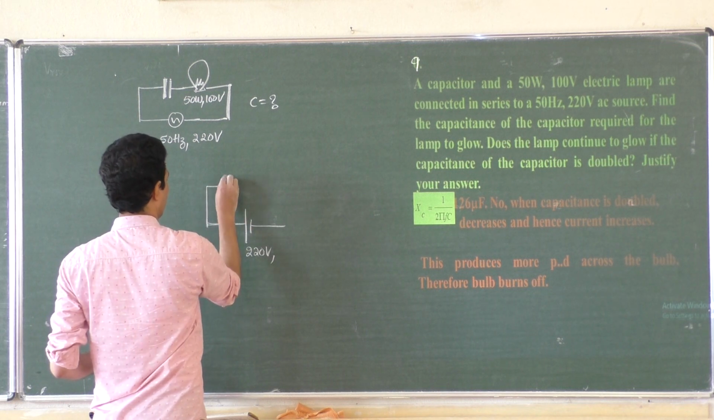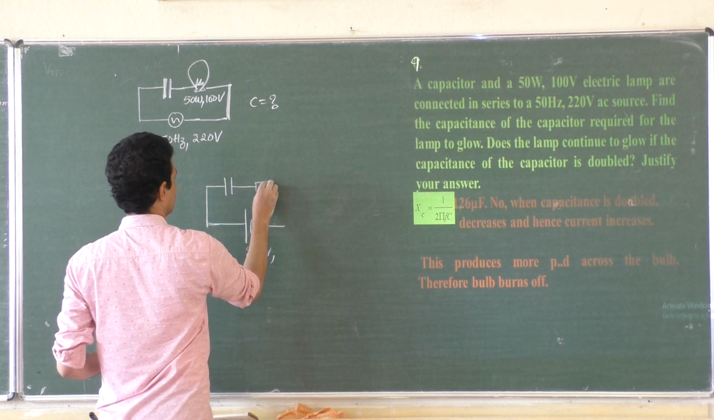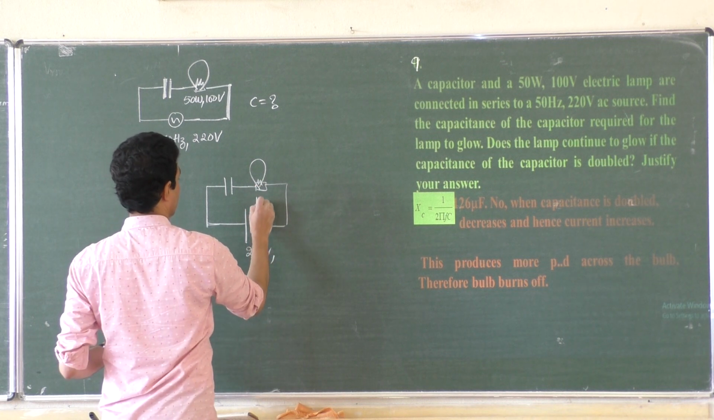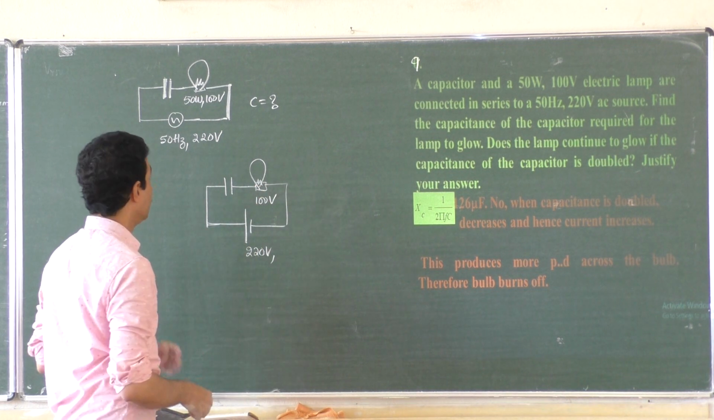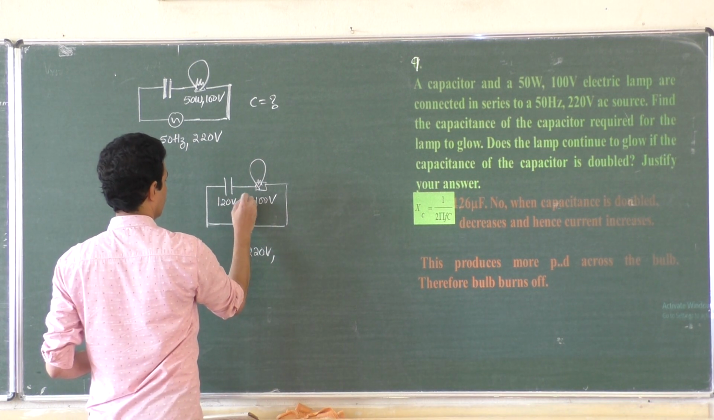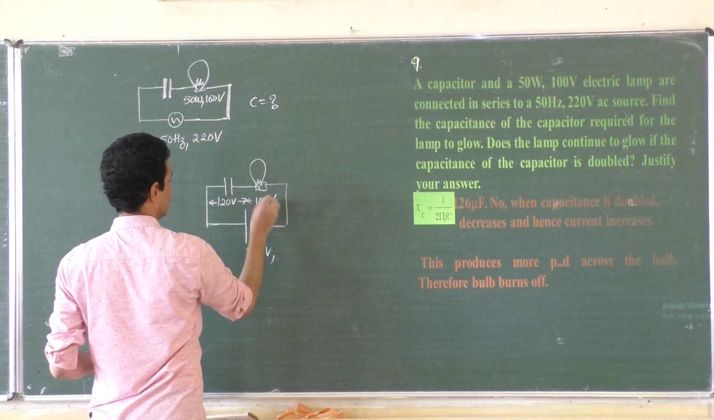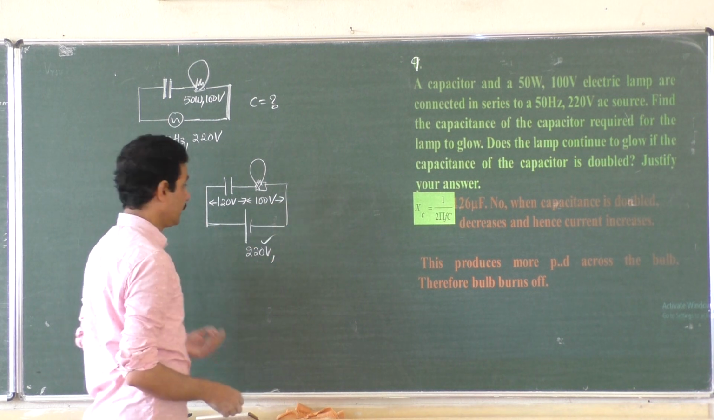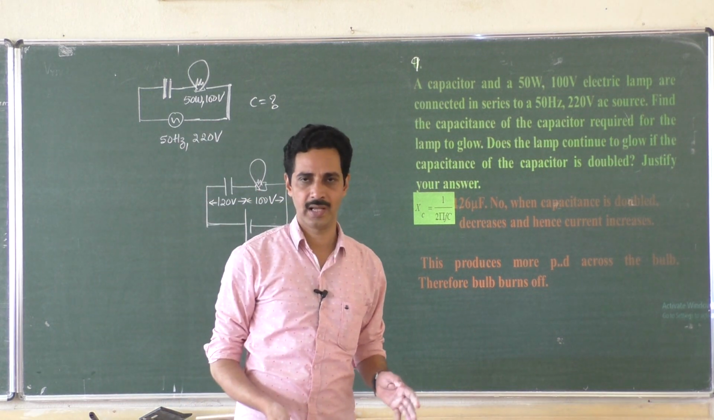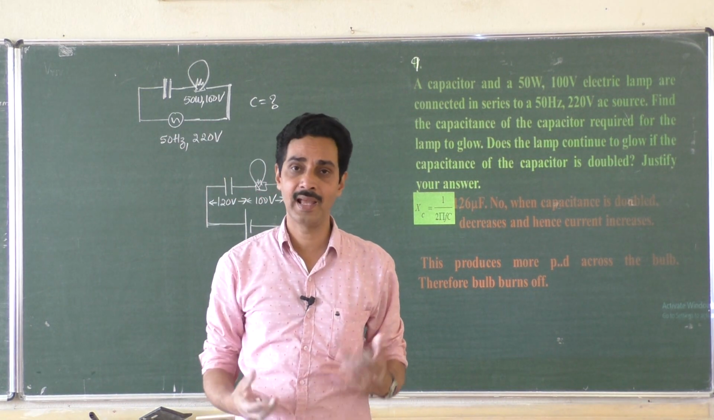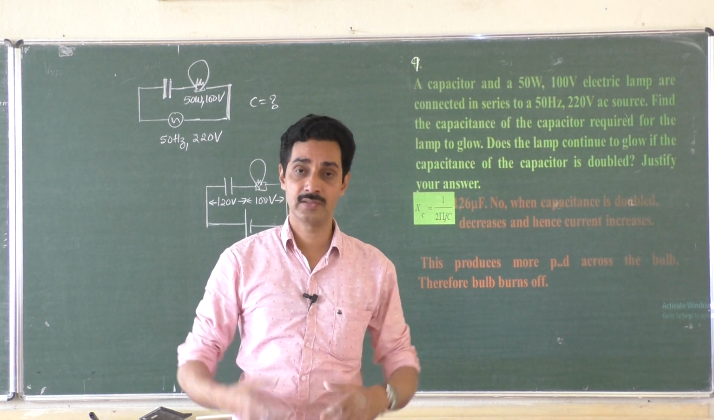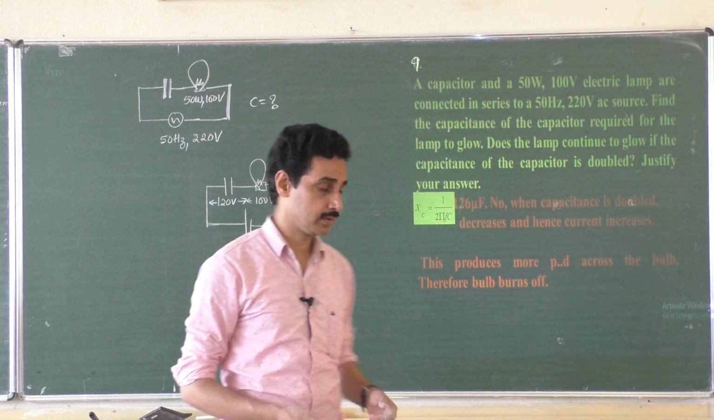Now suppose I have a capacitor here and a bulb here. This is 220 and the bulb has to be operated at 100 volt, correct? If the bulb has to be operated at 100 volt, the remaining 120 volts should be here. If it is DC, this is okay, because in a DC circuit there is no phase difference between current and voltage since it doesn't change direction. In an AC circuit, alternating current changes direction, so there is a phase difference between current and voltage.